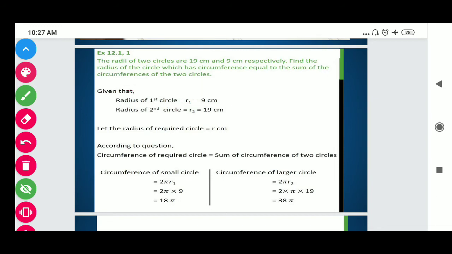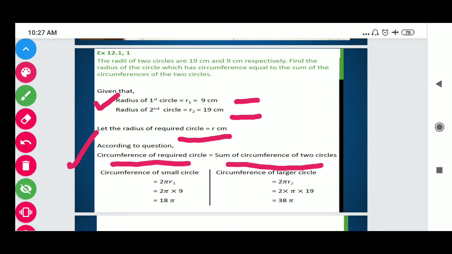So given that radius of first circle is 9 centimeter and radius of second circle is 19 centimeter. So let the radius of the required circle be r centimeter. According to the question, circumference of the required circle is equal to the sum of circumferences of two circles. So here circumference of the smaller circle is 2 pi r1 and the circumference of the larger circle is 2 pi r2, because radii are different and the circumference of a circle is 2 pi r formula.